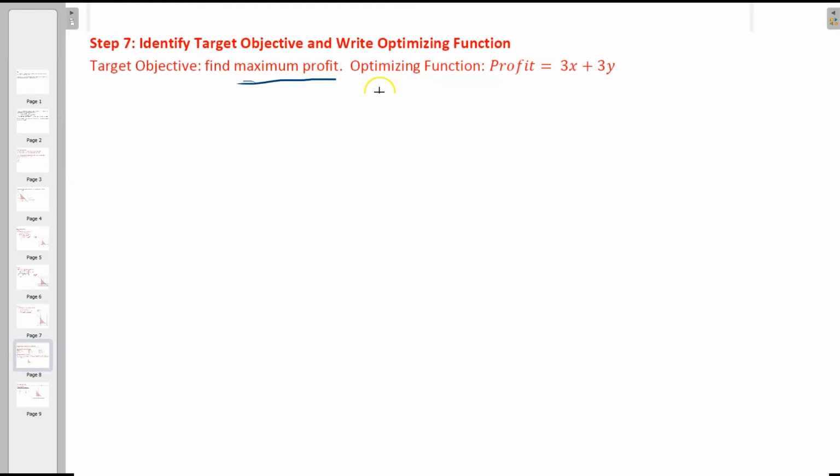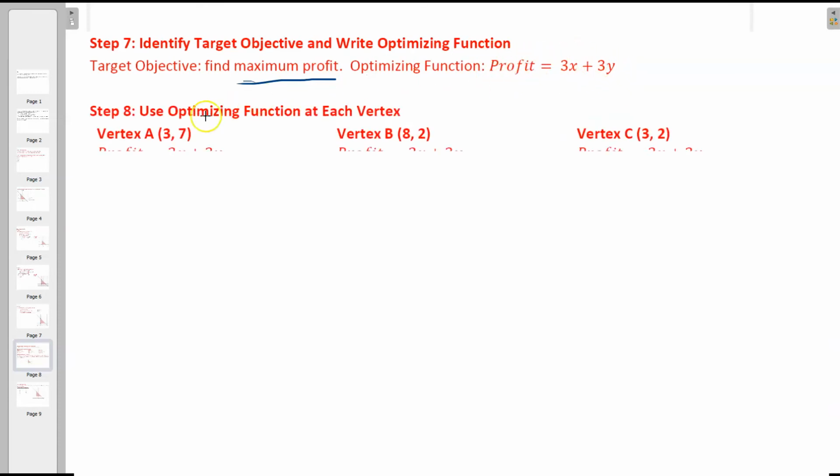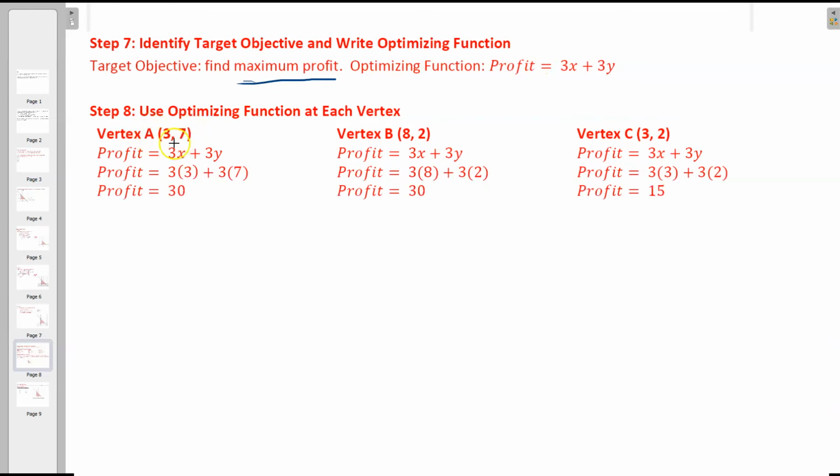Now we create our optimizing function based on the information that we're given. We were told that for each candle that's sold, whether it's lavender or vanilla scented, regardless of the scent, they make $3 of profit. So we multiply each of those by 3, and that gives us our profit function. Now we take that optimizing function for profit, and we test it with each vertex. So we take the 3, plug it in for X, the 7, plug it in for Y, and calculate the profit.